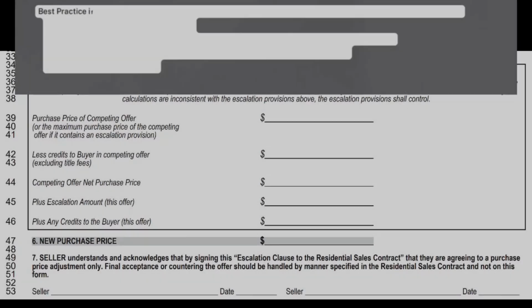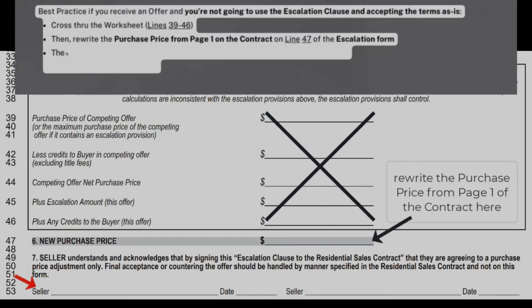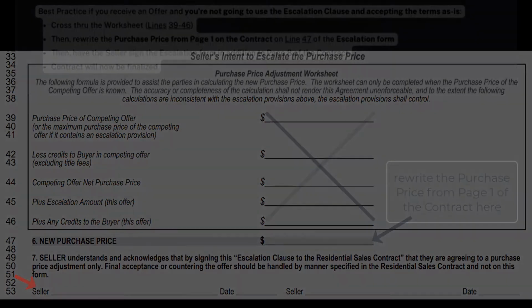So best practice, if you receive an offer and you're not going to use the escalation clause and you're just going to accept the terms as is, is to cross through the worksheet lines 39 through 46 and then rewrite the purchase price from page 1 of your contract on line 47. Fill that in and then have the seller sign. And in addition, have them sign page 8 of the contract and your contract will be finalized.